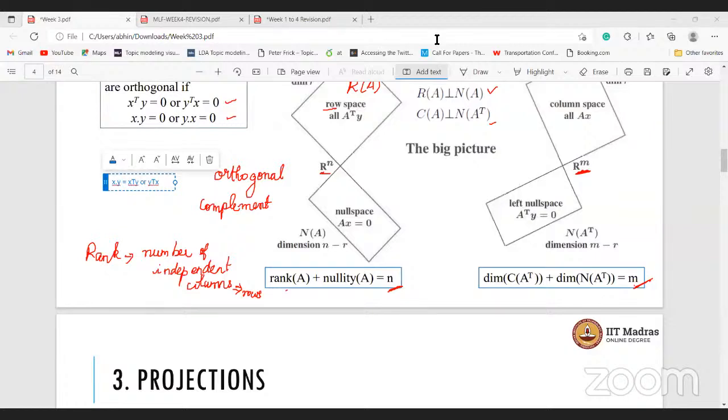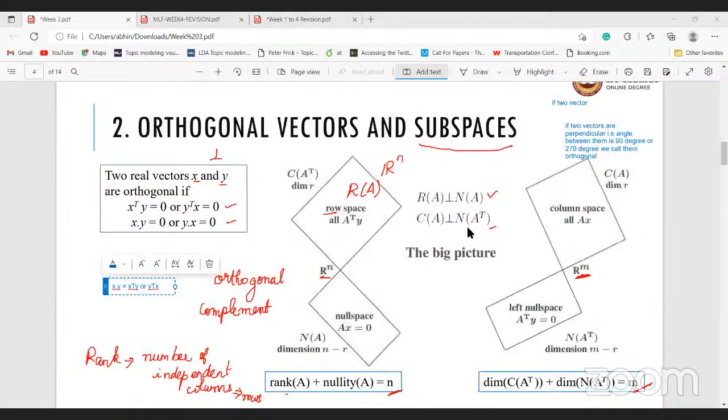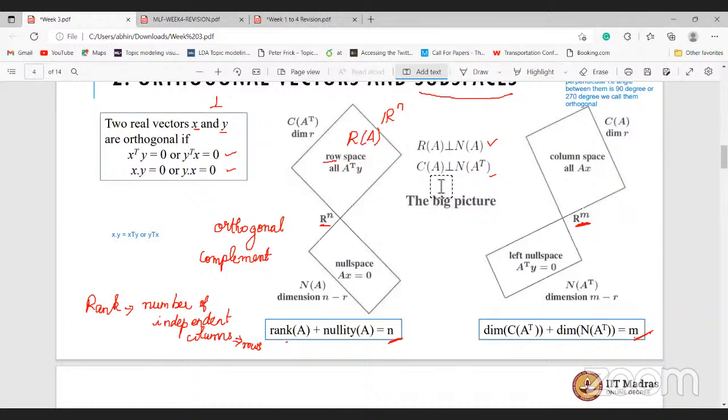Okay, can the big picture be elaborated? What do you mean by big picture? The one given in the slide, I think he's referring to that. This big picture slide is taken from a standard linear algebra book. I don't remember its name now. There they have mentioned the big picture. Basically what it is saying is that row space and null space will be perpendicular, and column space and left null space will be perpendicular.